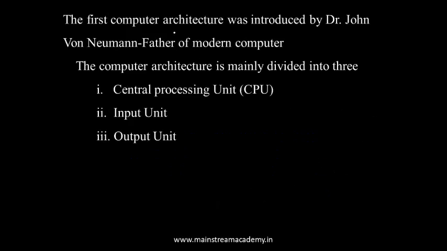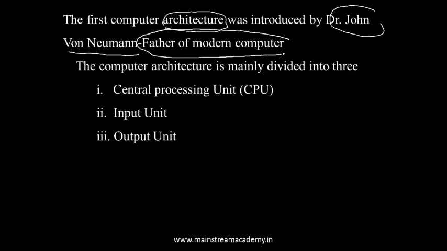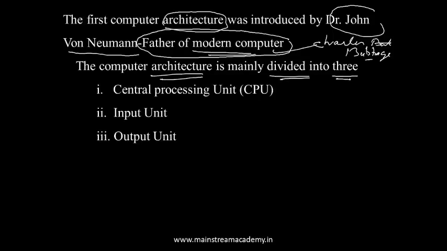The first computer architecture was introduced by Sir John von Neumann, called the father of modern computers. The father of computers was Charles Babbage. And the computer architecture is mainly divided into three parts. They are the central processing unit, CPU, the input unit and the output unit.